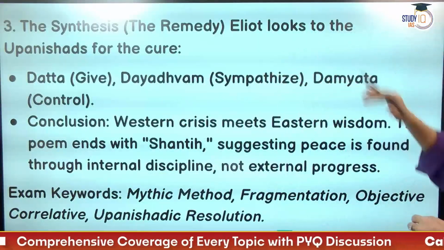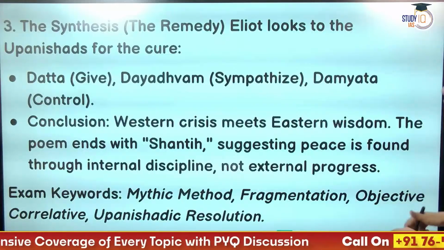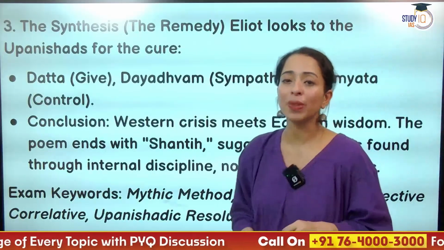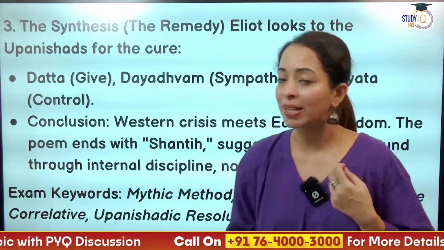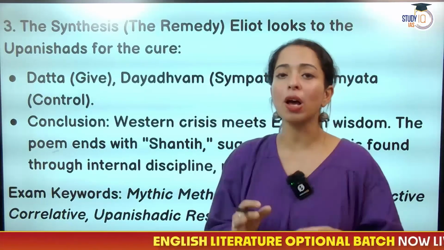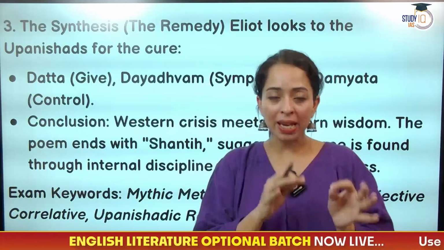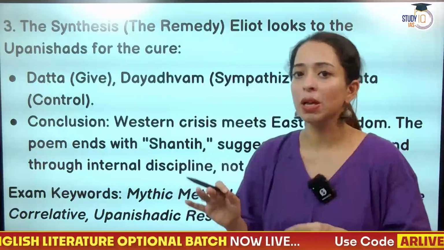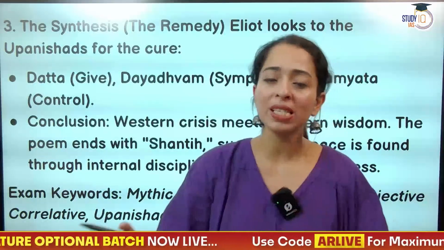So the remedy: Eliot looks to the Upanishads for the cure. Because his ending is on a hope, on a spiritual enlightenment, this is the reason he is using those three Sanskrit words. End your answer on that. That T.S. Eliot does not end this poem with absolute hopelessness, no.